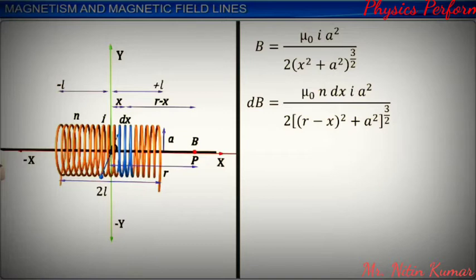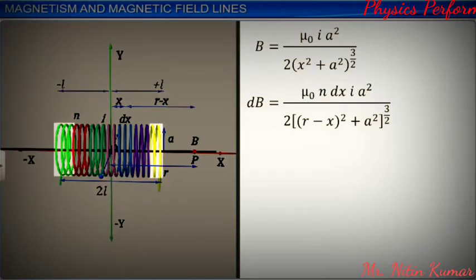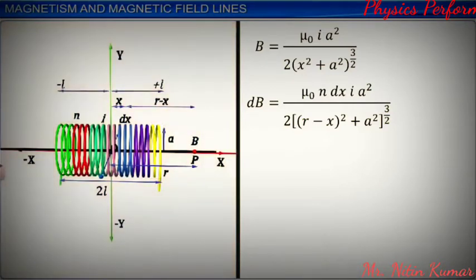The total magnetic induction due to the solenoid can be calculated by dividing the total length of the solenoid into a number of small elements, and by integrating the magnetic inductions due to all the small elements, we get the total magnetic induction due to the solenoid. When we consider the small elements of the solenoid from one end to the other, the distance of the elements from the center of the solenoid varies from minus L to L.